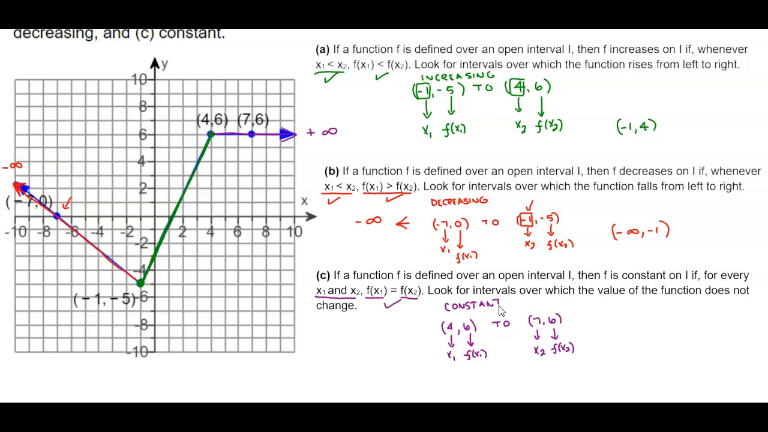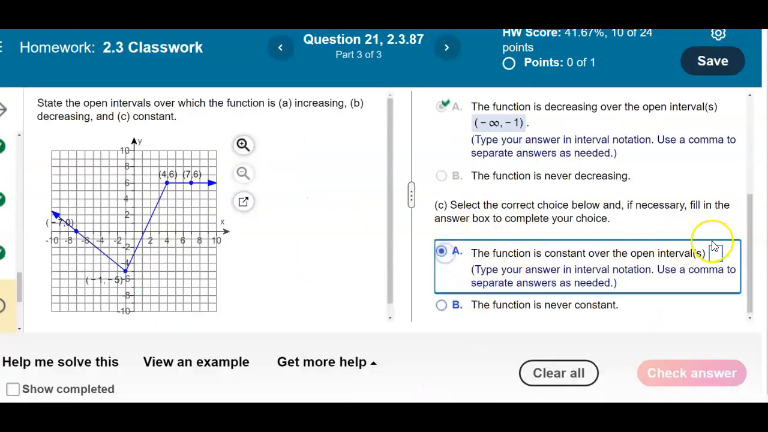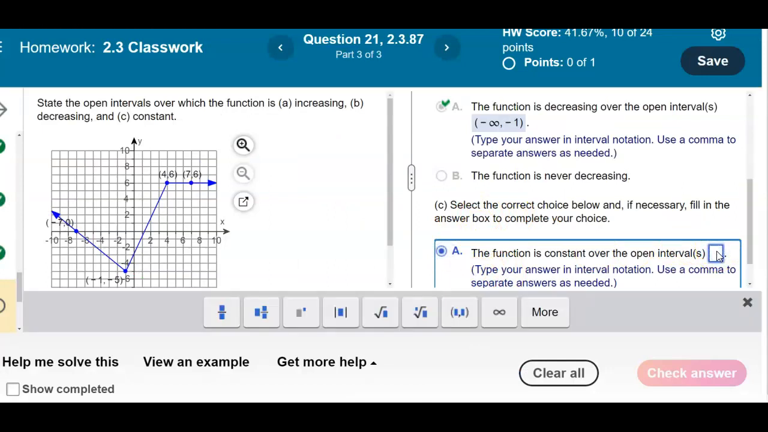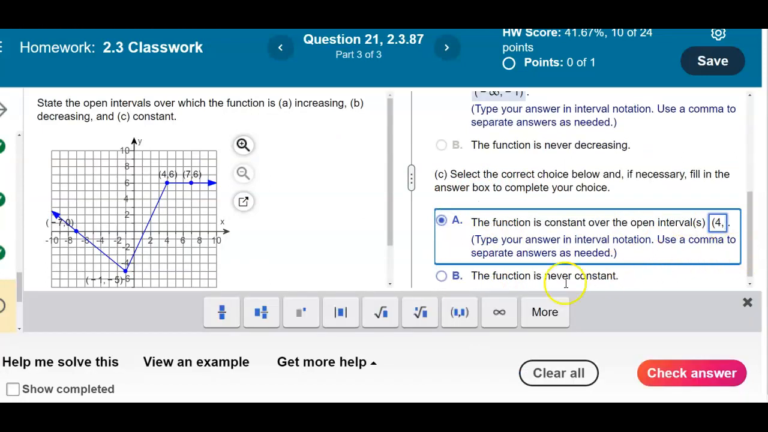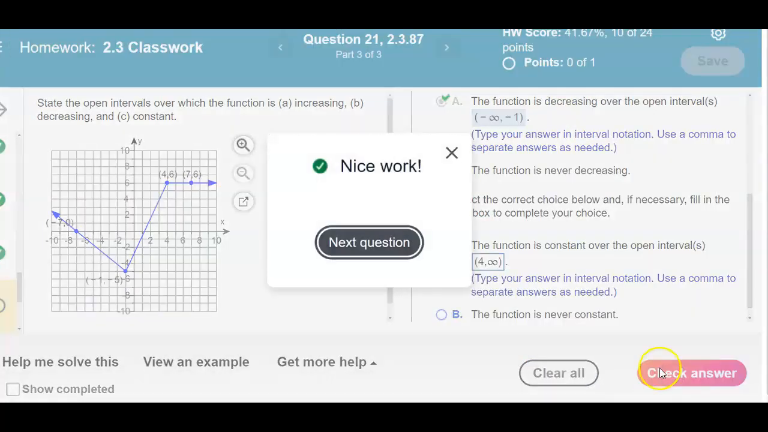But now we need to write where it's constant according to the particular graph. We're starting at the x value of 4, and it's going all the way towards positive infinity because this is an arrow that's telling us that. So it's constant on this interval. Let's go ahead and put that answer in here: parentheses, 4, comma, positive infinity with a parenthesis, and then let's check our answer.